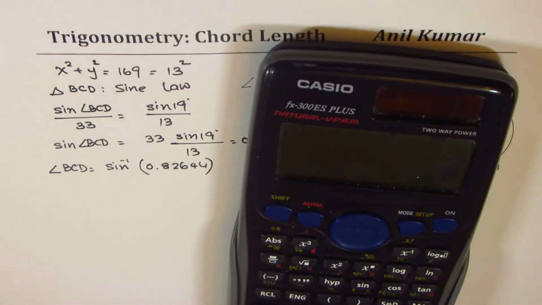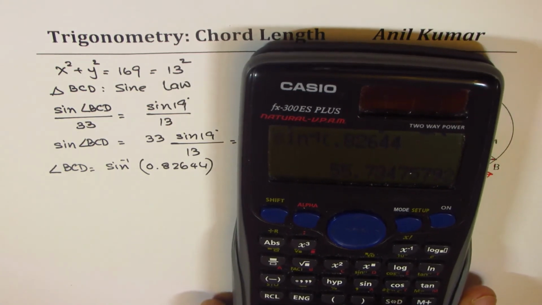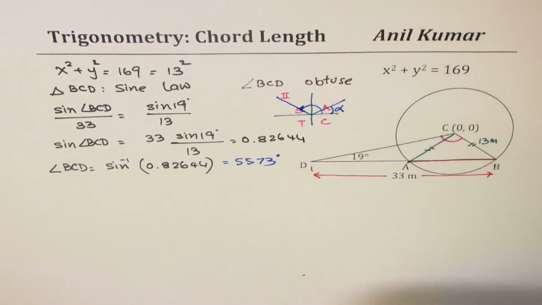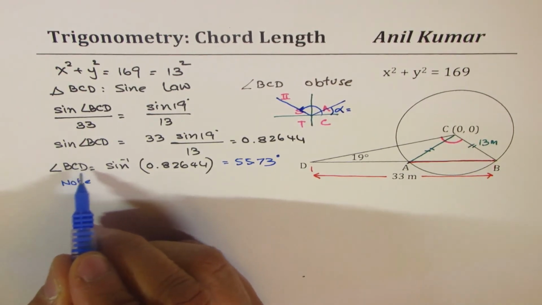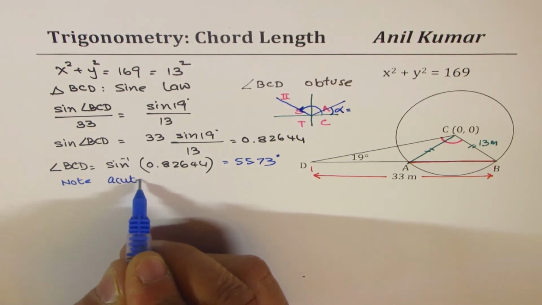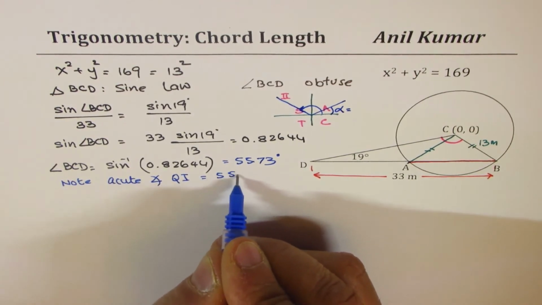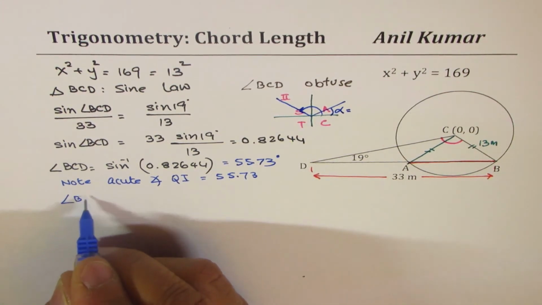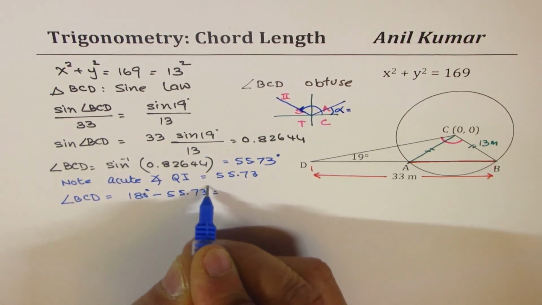So let's do this. What you get here is shift sine inverse of 0.82644, and what you get here is 55.73. Now strictly speaking, this is the acute angle alpha. So note, this is not BCD. This is the acute angle. Let me write down acute angle in quadrant 1, which is 55.73. The actual angle should be, so angle BCD is actually 180 degrees minus 55.73. You get an idea.